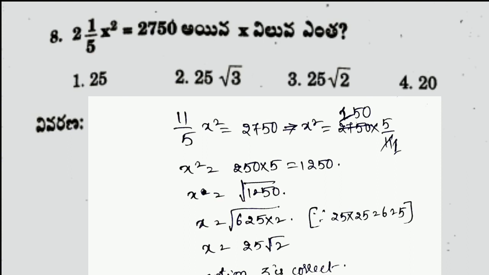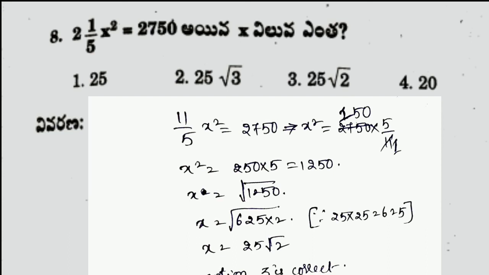The 11 by 5 multiplication value changes to the right side. It is a division value, so the denominator and numerator change. 11 ones are 11, 250 is 2750. Next, x square is equal to 250 into 5. 250 into 5 is equal to 1250.